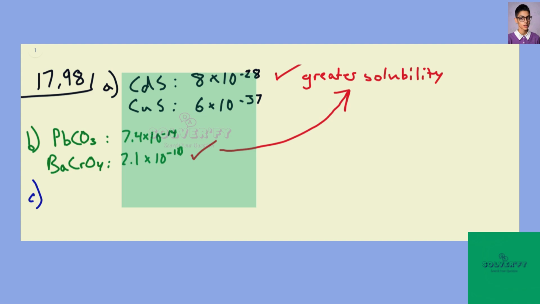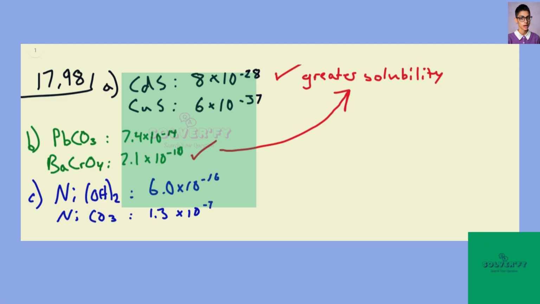For part C, we're given nickel hydroxide, Ni(OH)2, and nickel carbonate. So the Ksp values here are 6.0 times 10 to the minus 16 and 1.3 times 10 to the minus 7. So it might be tempting at first to go ahead and select that higher Ksp value as the more soluble one.